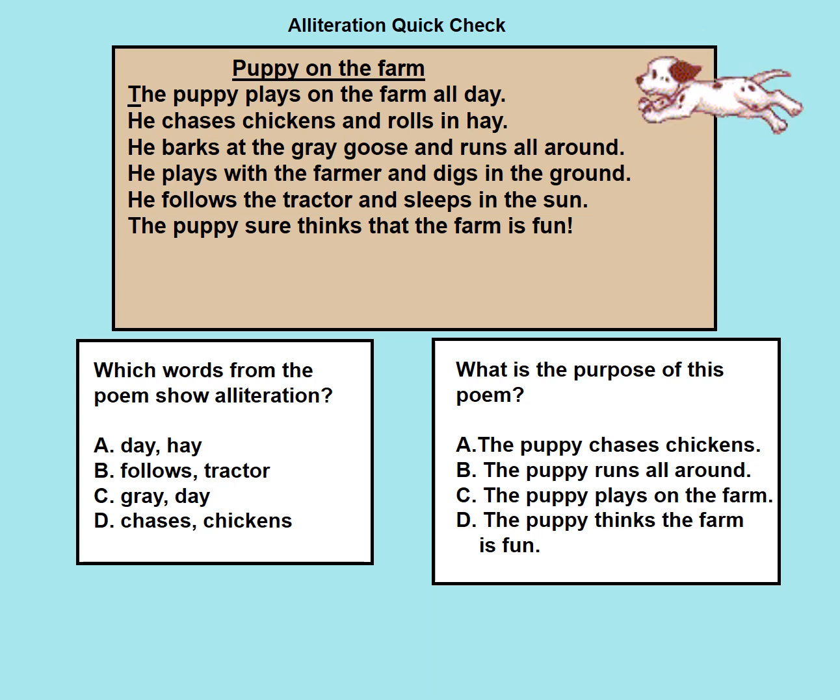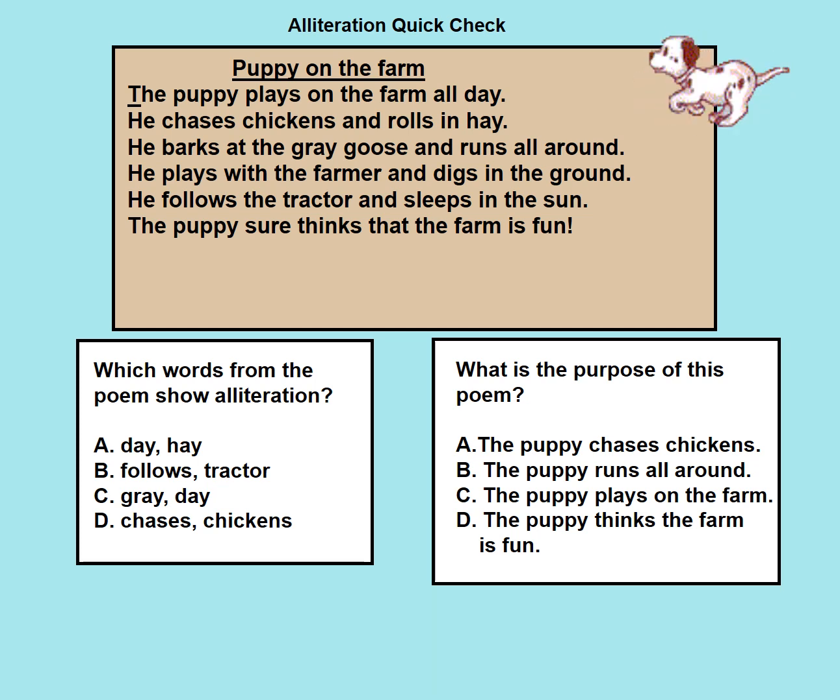So I'm thinking back to what alliteration means, and it's those repeating sounds at the beginning of words, like b or p. Let's see. Choice A says day and hay. Well, they do rhyme, but the beginning sounds are d and h. That's not alliteration. Follows and tractor, no, not alliteration. Gray and day, not alliteration, but it is rhyming words. I'm looking for the beginning of the words.